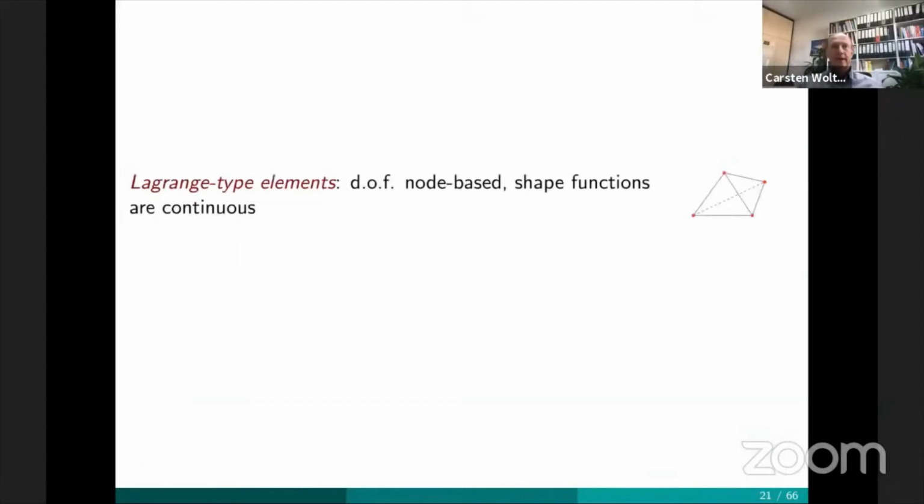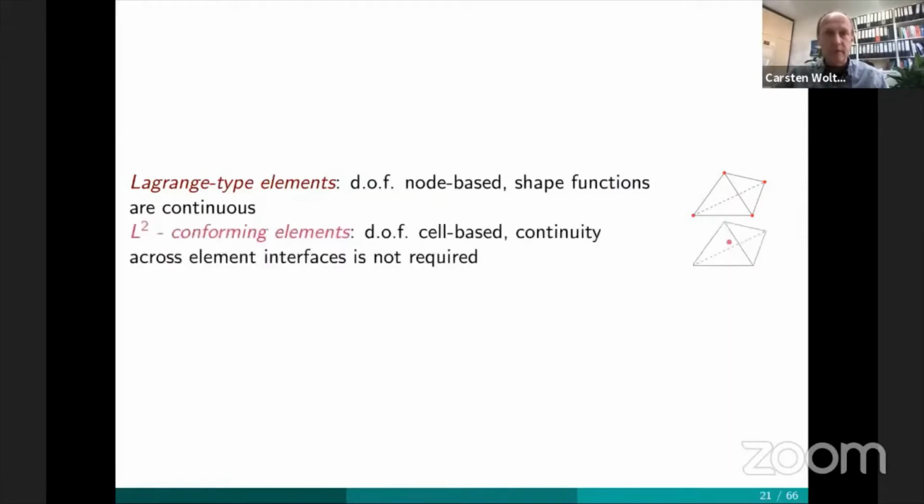So in the standard Lagrange type methods, we have the degrees of freedom at the nodes. So that would be the continuous Galerkin approach on the FEM side, where the degrees of freedom are at the nodes. So the potential is kept continuous from one element to the next due to that choice of node-based basis functions. There might also be, for example, L2 conforming elements.